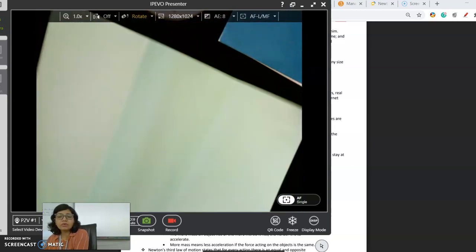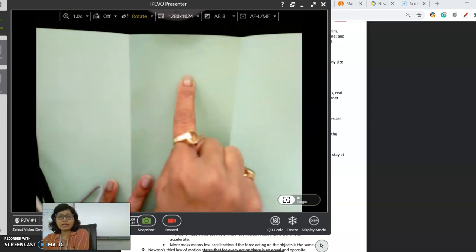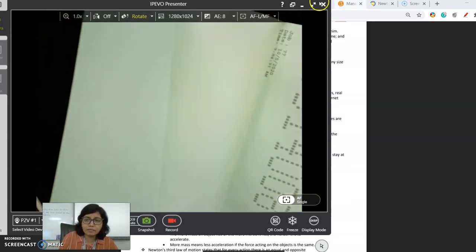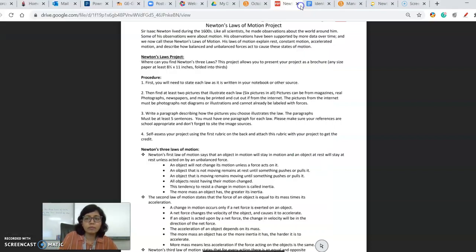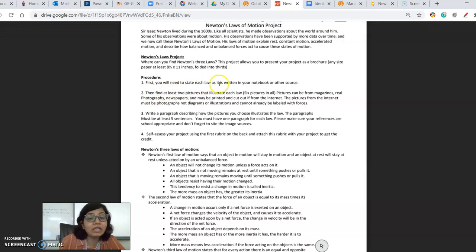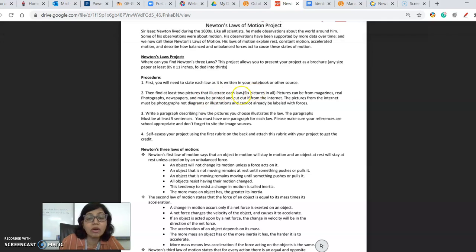Okay, now you can label it as first law, second law, and third law, and then for each law, make sure your project includes these things. So read the instructions carefully. You will need to state each law completely and correctly. Make sure you are defining it correctly, and then find at least 2 pictures that illustrate each law. So in all, you will need 6 pictures.